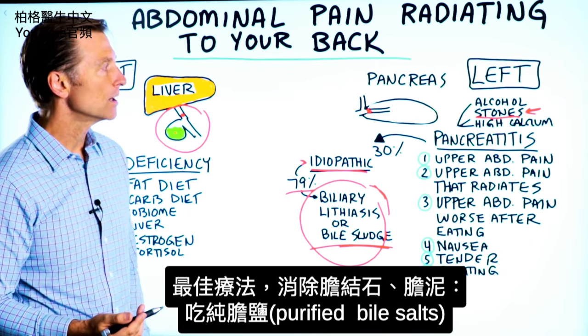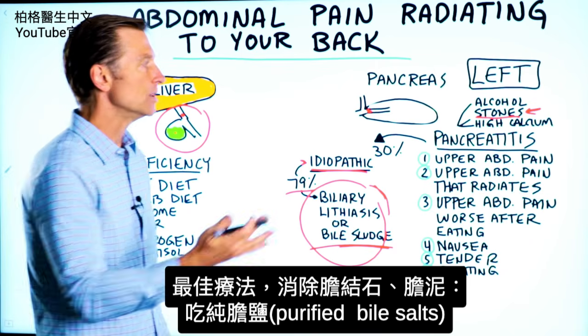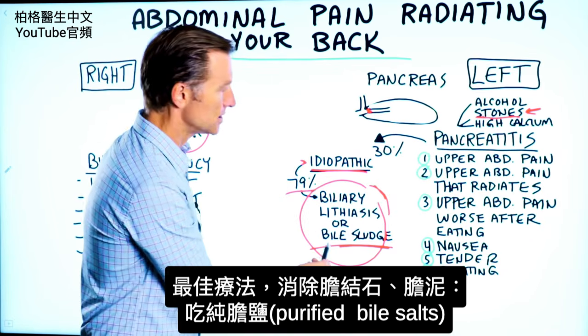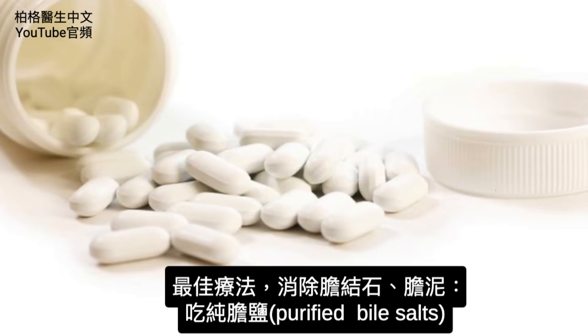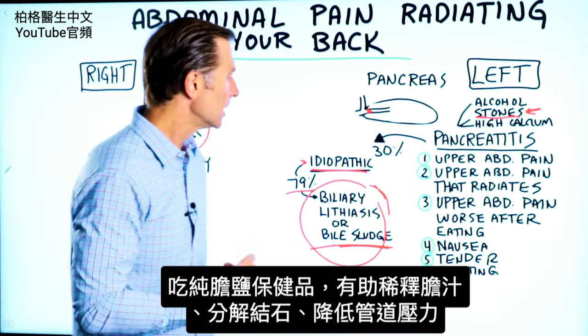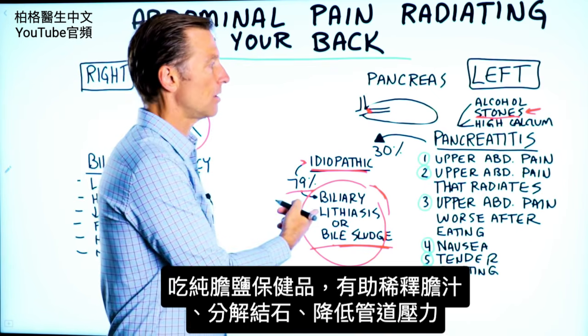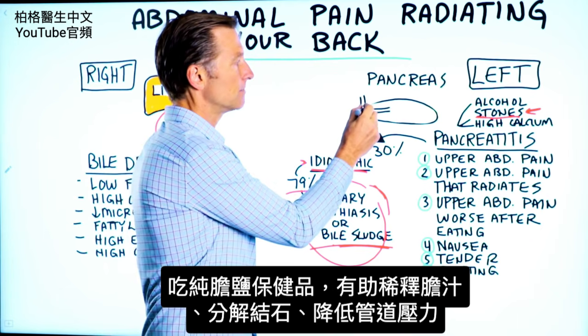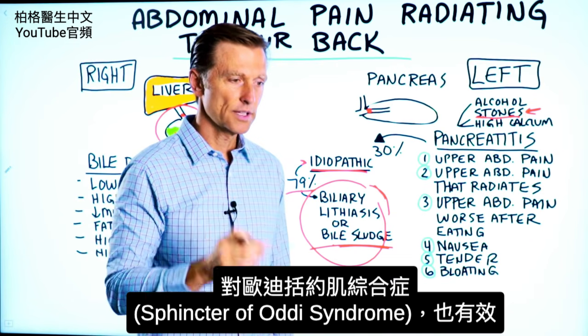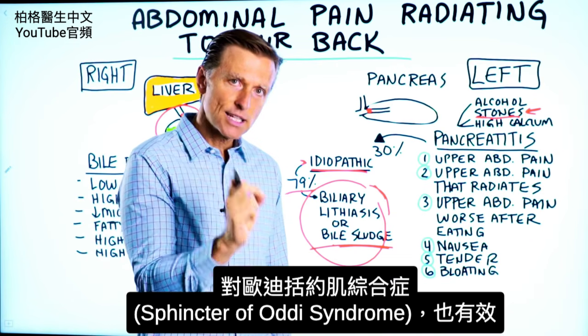And this is why one of the big treatments that you would get for a stone or bile sludge would be oral purified bile salts. So you would take that as a supplement, and that would help to thin the bile, break up the stones, and relieve the pressure. This is also very good for another condition called the Sphincter of Oddi syndrome.